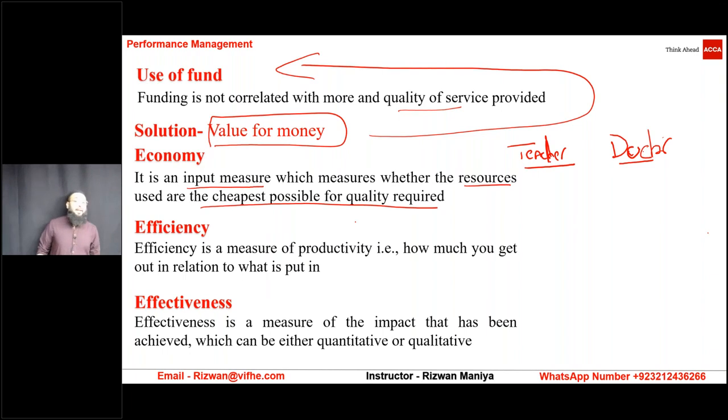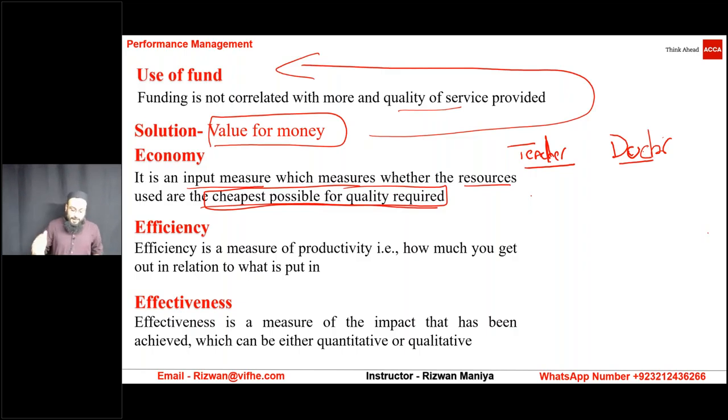But one concern that can come to your mind is that if you go for the cheapest option, it might have a very bad impact on your quality. So yes, it says cheapest possible for a required quality. You have to determine the standard of quality, and keeping that in mind, you have to find the cheapest possible option. So the salary of a teacher for the required quality, the salary of a doctor for a required quality, should be the cheapest one. This is economy, which focuses on input resources cost.